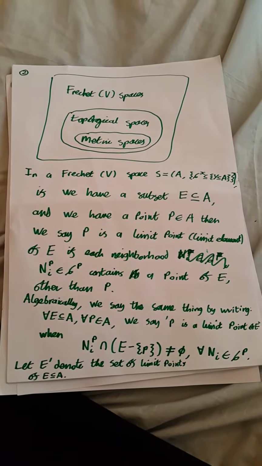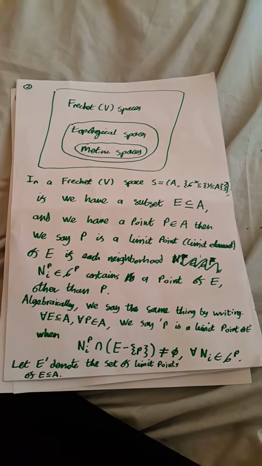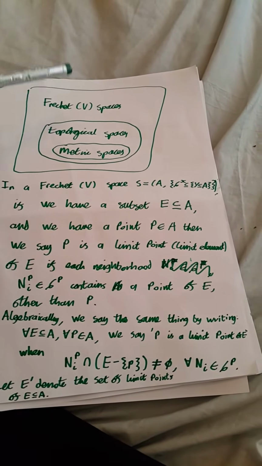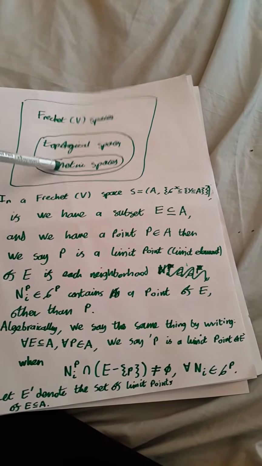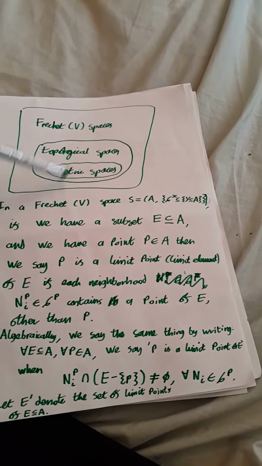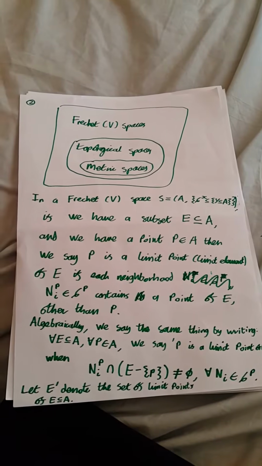So what I wanted to do next was to try to illustrate how Frechet V-spaces may relate to other sorts of spaces you might know about, like topological spaces, or specific types of topological spaces, metric spaces, which include all sorts of very familiar things like the Euclidean plane and so forth.